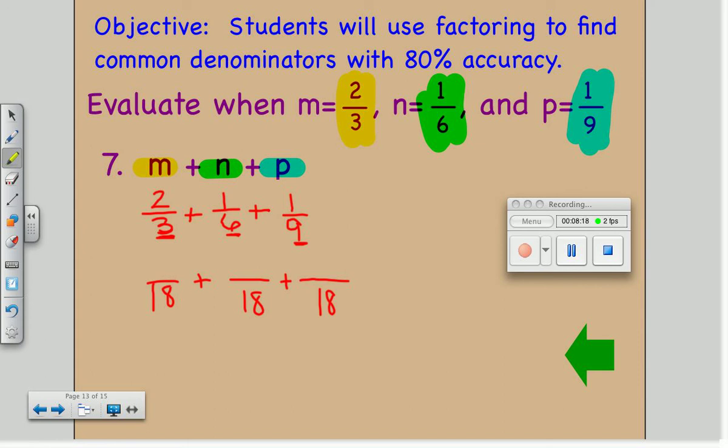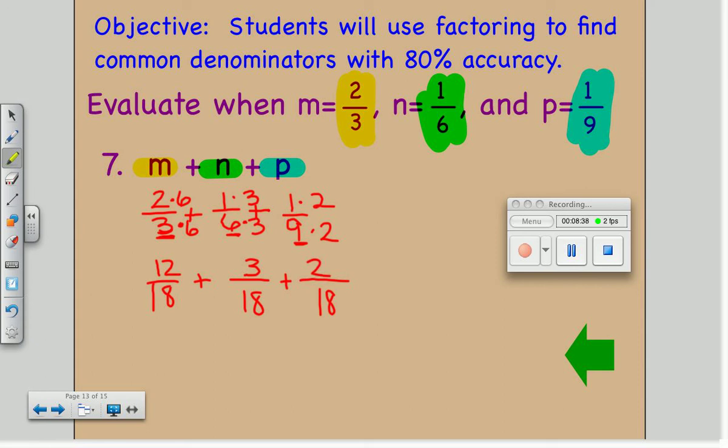So, multiply 3 times 6, we get 18. Multiply 2 times 6, we get 12. Multiply 6 times 3 for 18. Then we have to multiply 1 times 3 also. We get 3. We have to multiply 9 times 2 for 18. Then we have to multiply 1 times 2 also.